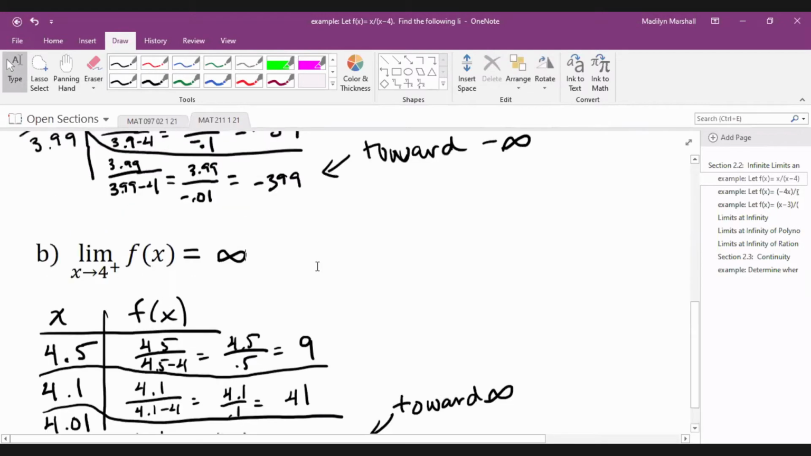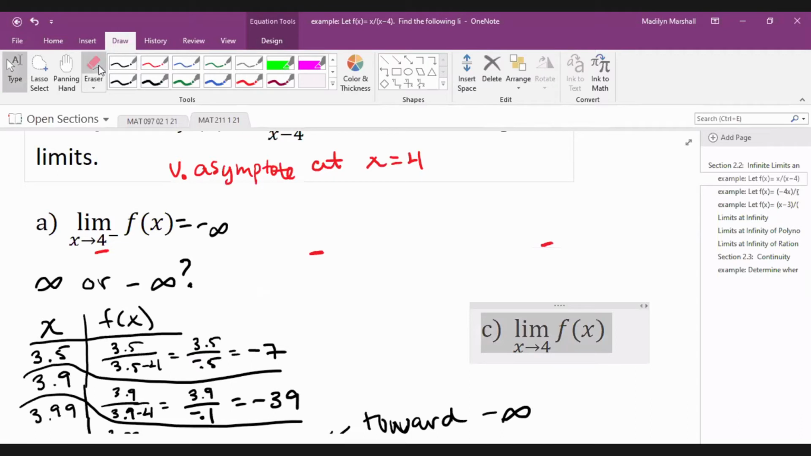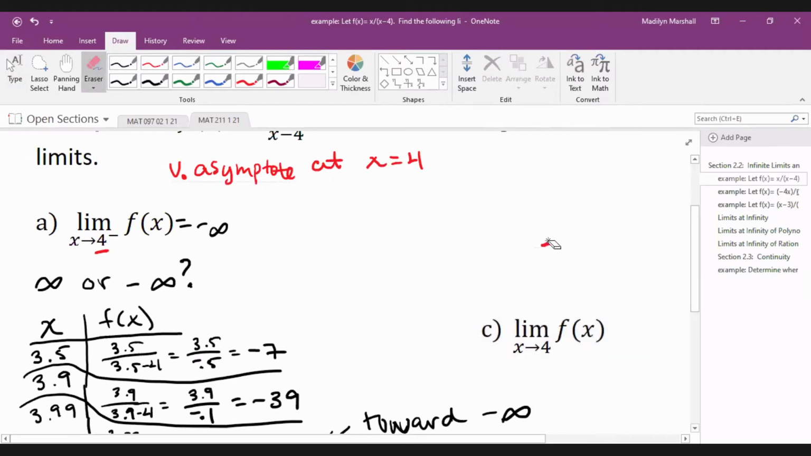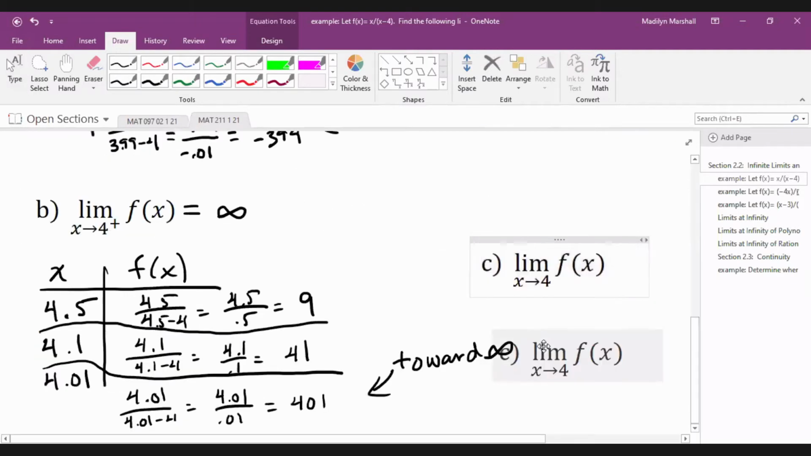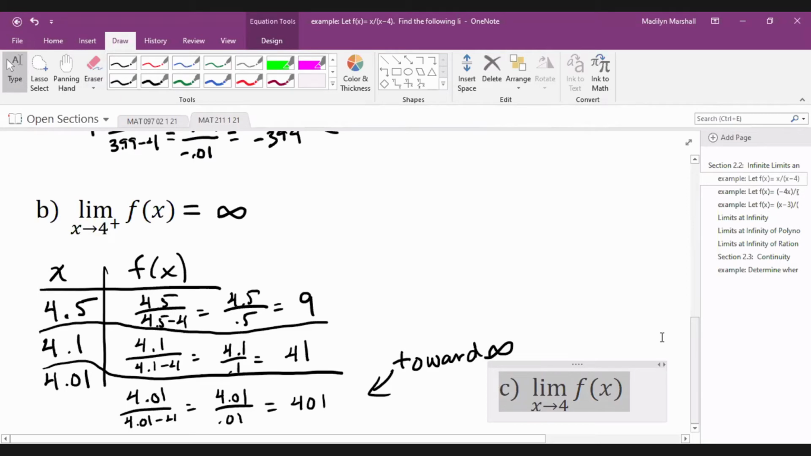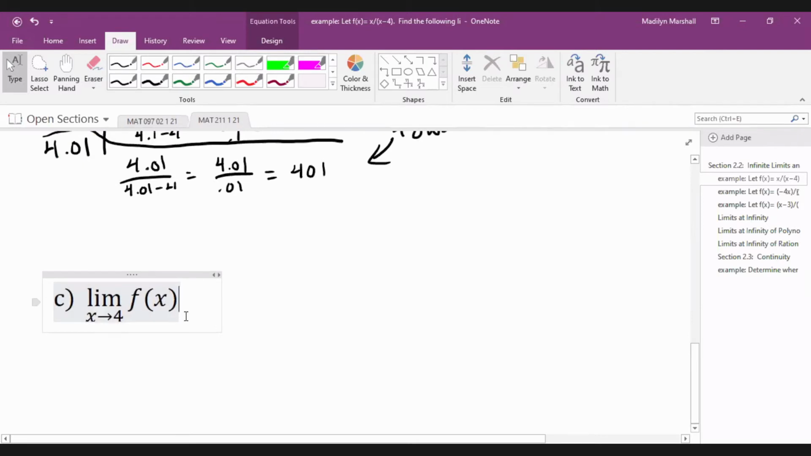And so when we look at part C, I got a little disorganized here. I'm going to move this down below so this makes sequential sense. So if we're looking at our limit as x approaches 4 and we don't have a plus or a minus on here, we have to use what we know from parts A and B to make our conclusion for this one. And that'd be the DNE.